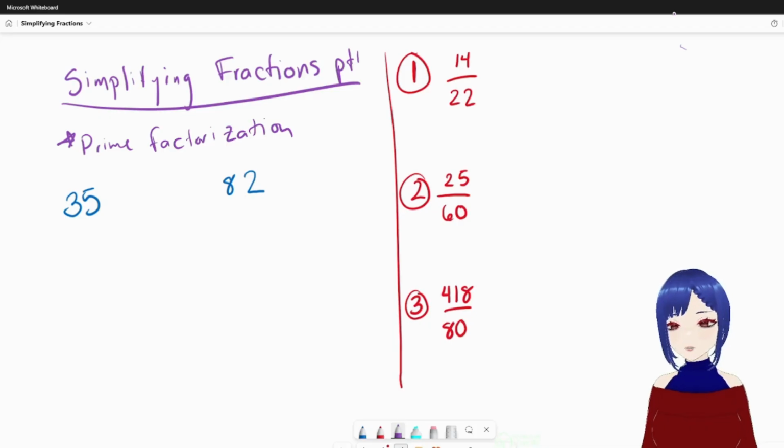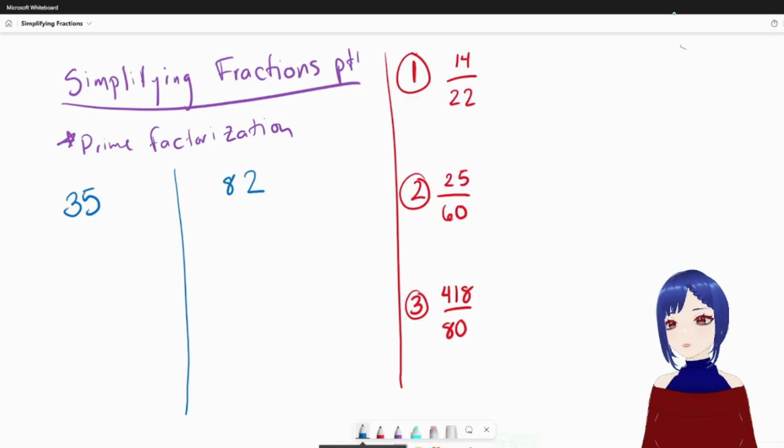So the first thing I'm going to do is take these two numbers that I have, 35 and 82, and show you what I mean by prime factorization. And then I'm going to help you apply that to the fraction simplification. Now, this is going to be a slightly different method than what we usually do in schools, but I think if it makes sense to you, it's going to help you a lot. So first, prime factorization is when you take a number and break it down into its prime factors. So it'll be a few numbers multiplied together to get that number. And the way I like to do prime factorization is with a factor tree.